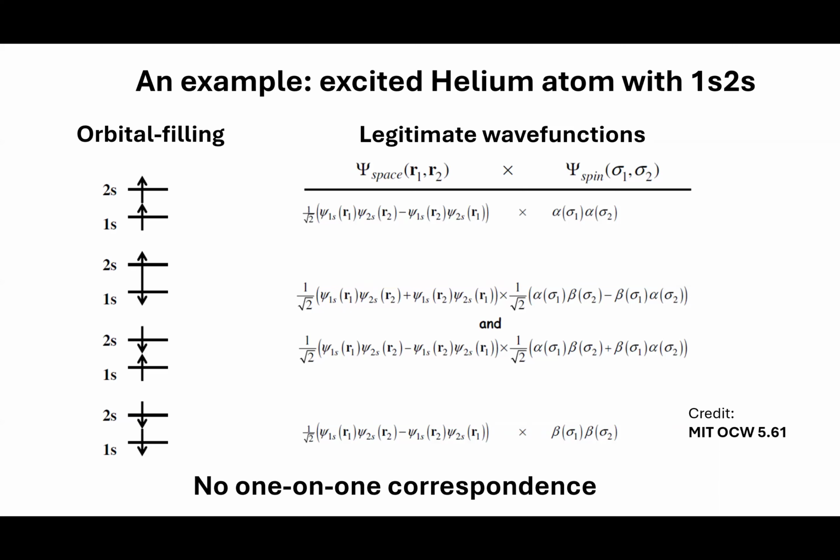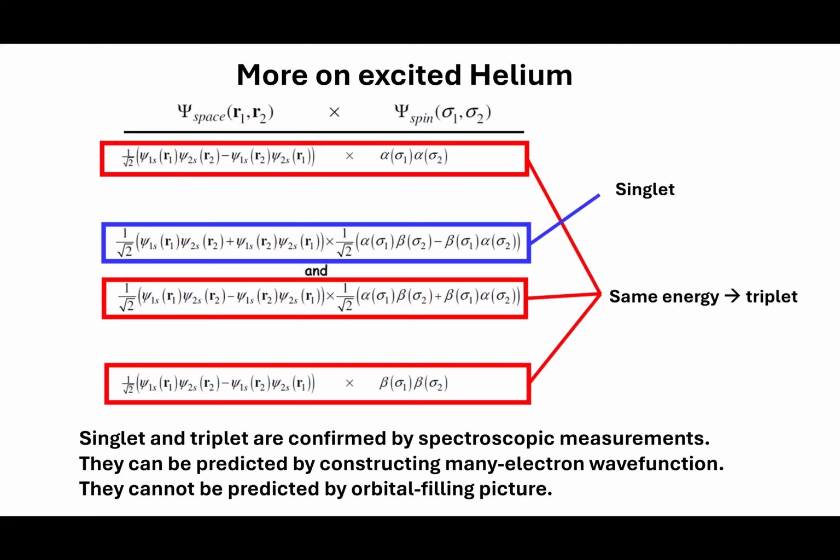Before this gets too complicated, I just want to proclaim this message again. There is no one-to-one correspondence between the orbital filling picture and the legitimate wave function. And you'll see very shortly, the orbital filling picture cannot predict what we measure in spectroscopy, but many-electron wave functions can.